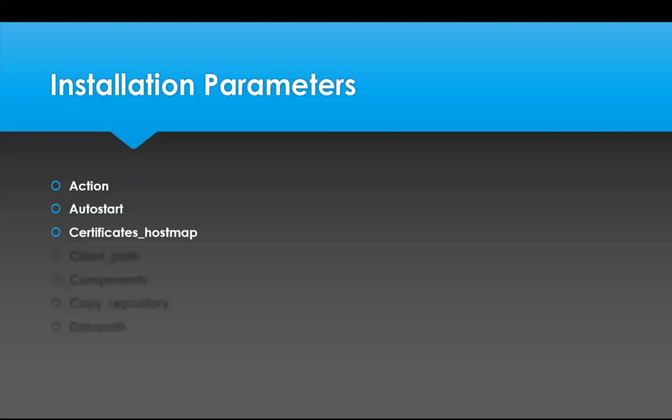Then is the certificates host name. It specifies the host name used for generation of self-signed SSL certificates for the SAP host agent, and this certificate is used by SAP HANA Lifecycle Manager, that is HLM. Then is the client path. It specifies the installation path for the client where it will be installed.